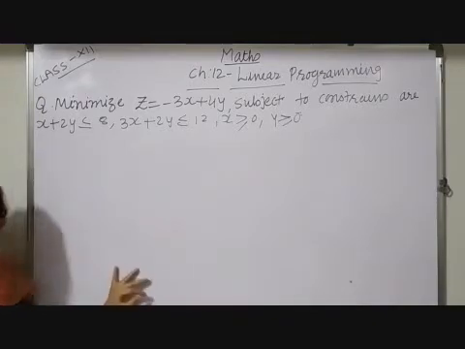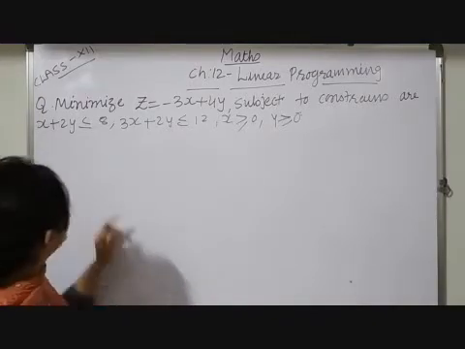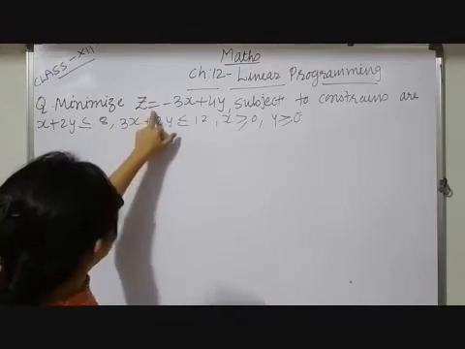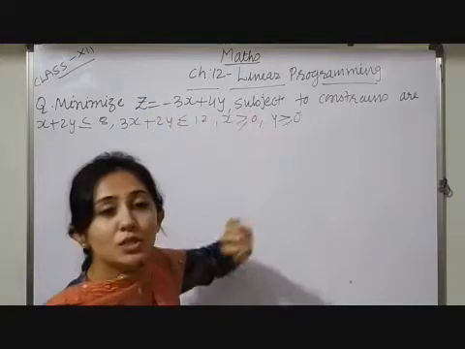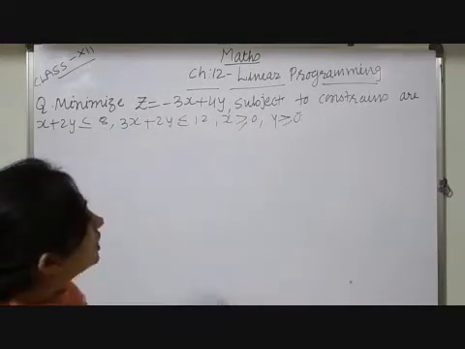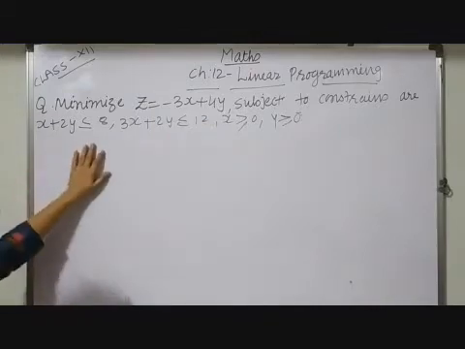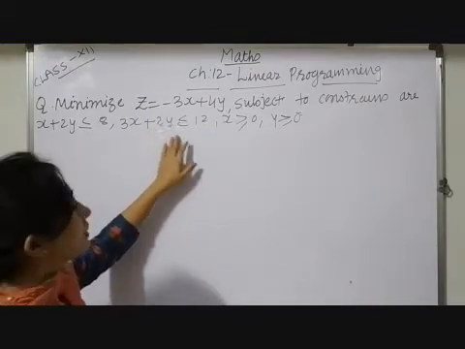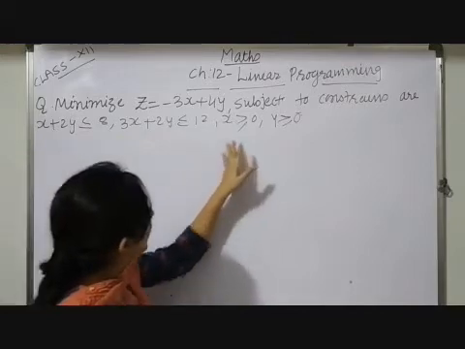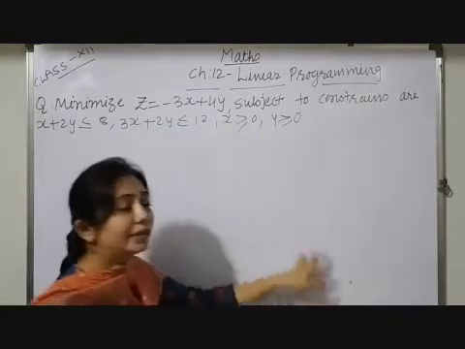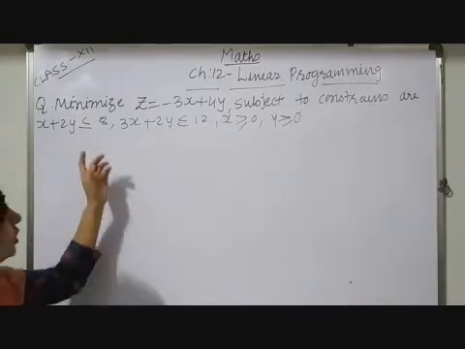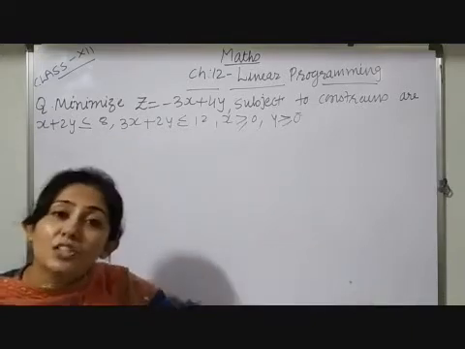Now here we'll solve a problem. Minimize z, given as z = -3x + 4y, subject to the constraints x + 2y ≤ 8, 3x + 2y ≤ 12, x ≥ 0, y ≥ 0. This means the LPP lies in the first quadrant.